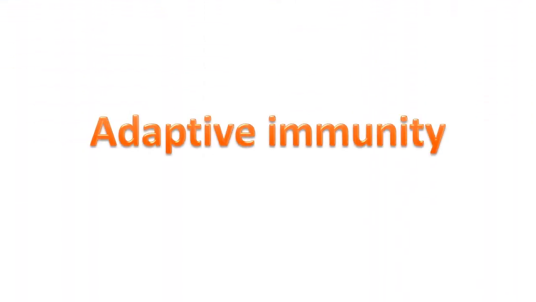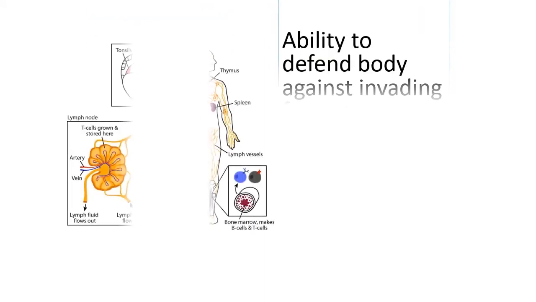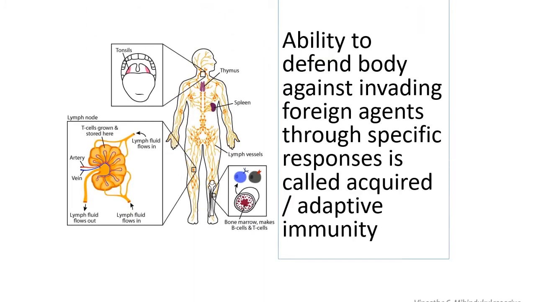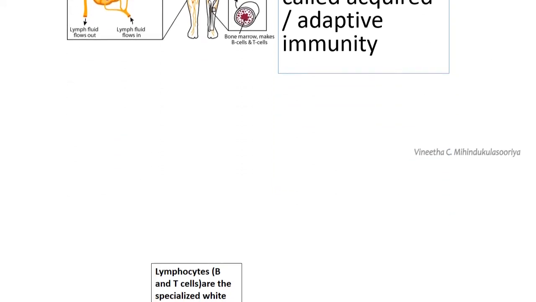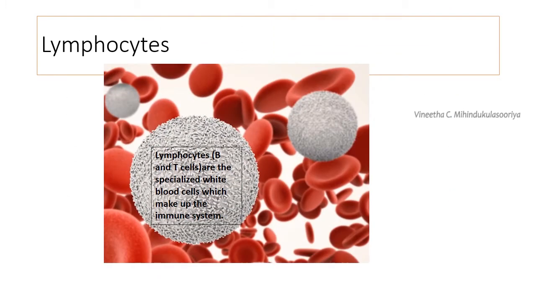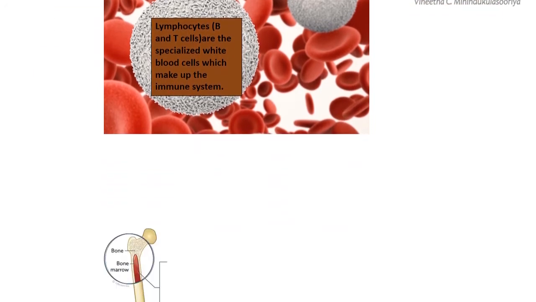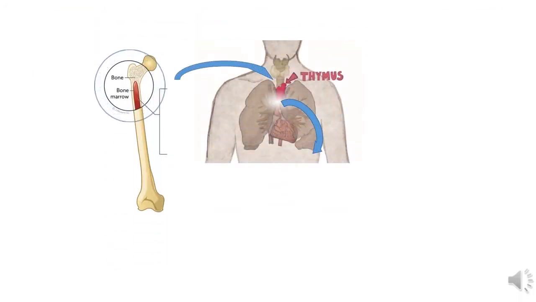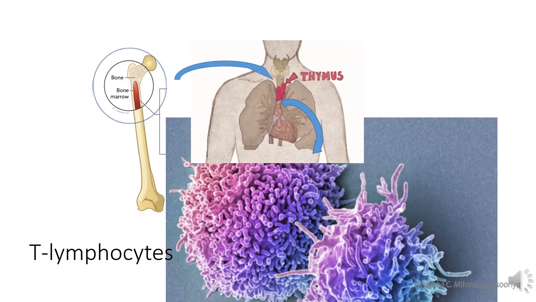Adaptive immunity. The ability to defend the body against invading foreign agents through specific responses is called acquired immunity, which is found only in vertebrates. Lymphocytes are the specialized white blood cells which make up the immune system. Some stem cells of the bone marrow enter the thymus gland and mature there. These lymphocytes are therefore called T lymphocytes.